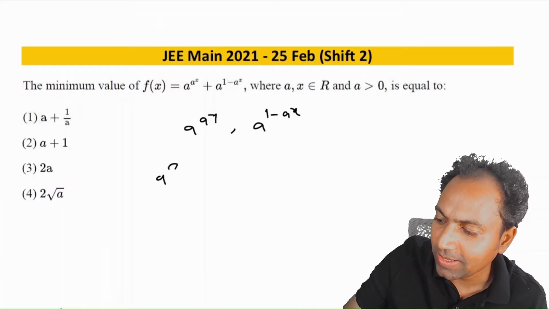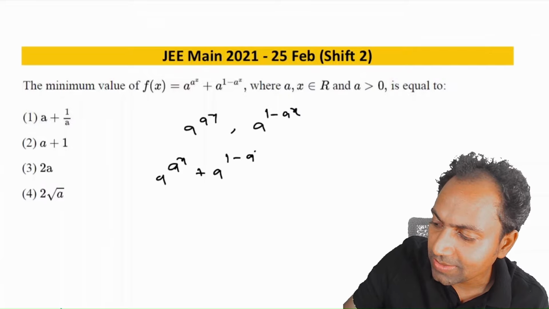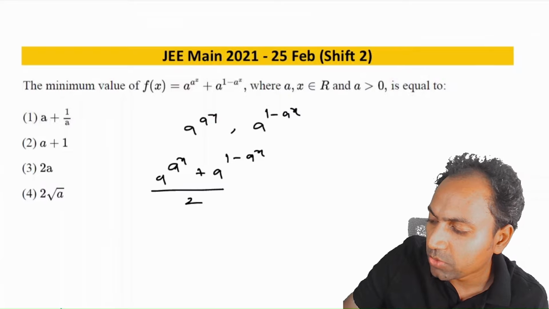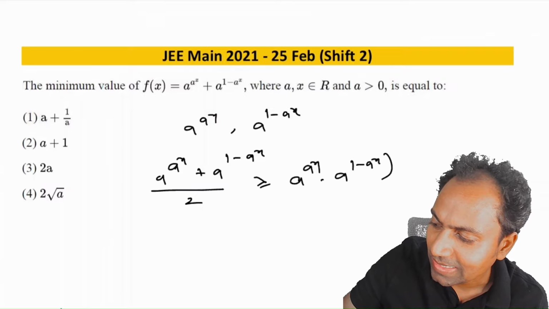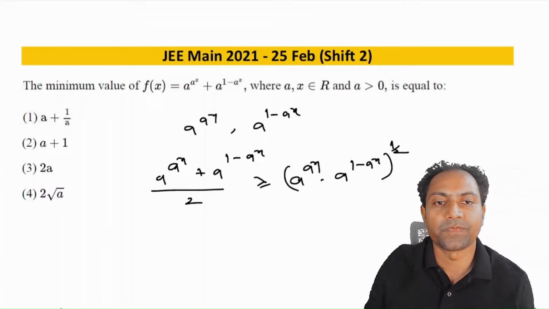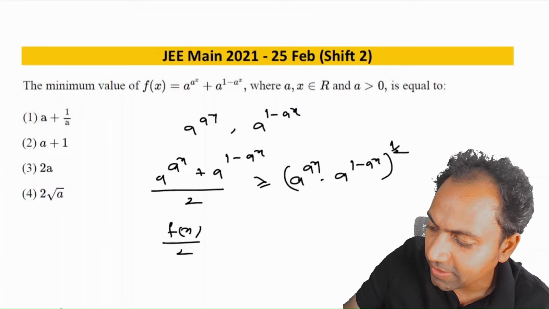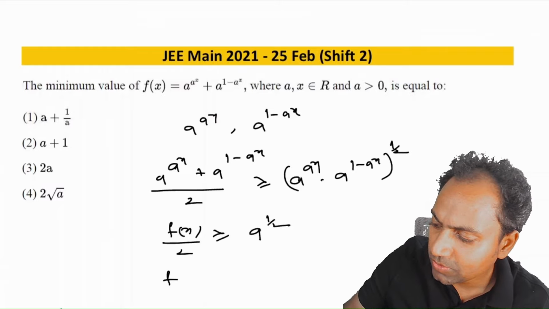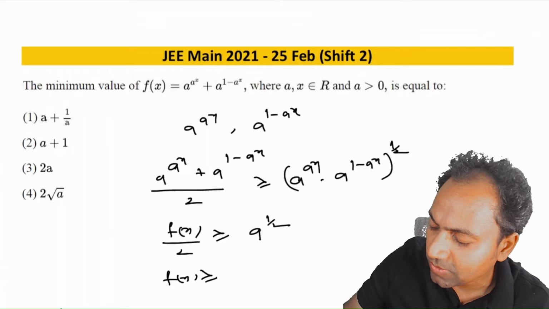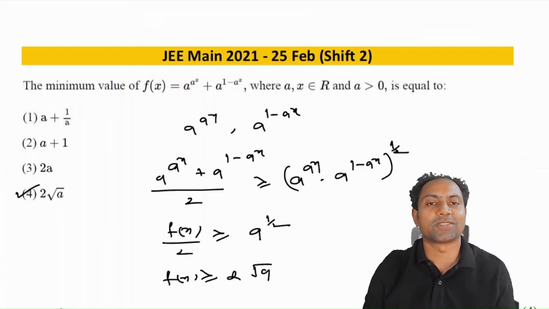So we can write a into a raised to the power x plus a into a raised to the power 1 minus a raised to the power x, by 2, is greater than or equal to a raised to the power x into a raised to the power 1 minus a raised to the power x, all raised to the power 1 by 2. Okay, so if I do that, I get my f of x on the right hand side divided by 2 is greater than or equal to, if I multiply, a raised to the power 1 by 2. So my f of x is always greater than or equal to 2 root a. So my answer becomes the fourth option.